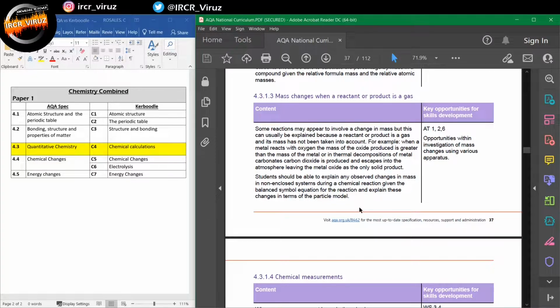Unless you do it within a container in which you can actually collect the gas and measure the amount of gas being produced, then you will realize that whatever you put into a chemical reaction is what comes out of the chemical reaction, okay? Regardless of whether that product is going to be a solid, a liquid, or a gas, okay?